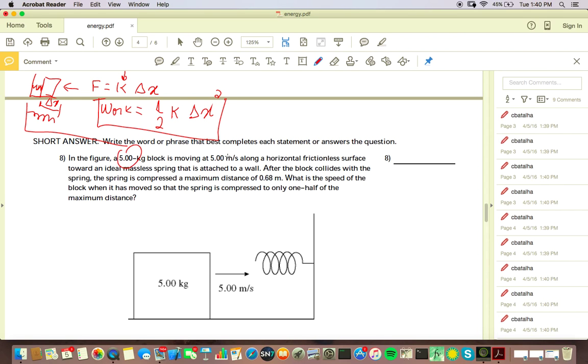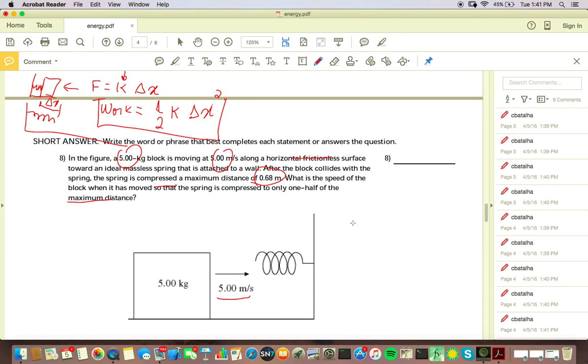We have a block that is moving with a certain speed. There is no friction, so there is no dissipative work done by friction. It goes towards the spring, and after the block collides with the spring, it is compressed to this distance. So make sure you have all your units in meters. What is the speed of the block when it has moved so that the spring is compressed only one half of the maximum distance? So it's talking about maximum distance.